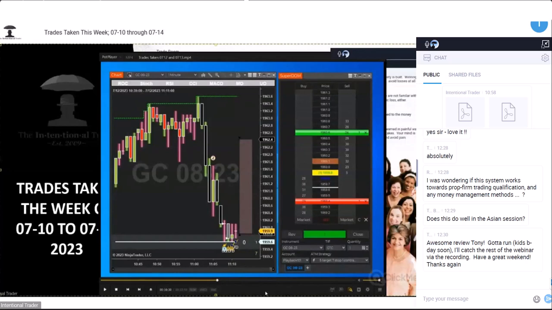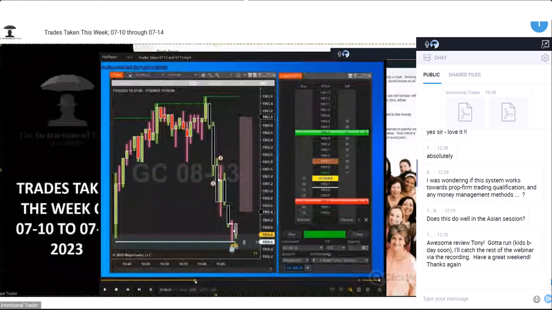See you later. All right, so I wanted to show you trade management. So I entered this trade back here. So I entered the trade here, right? And this was a Rockstar trade setup.